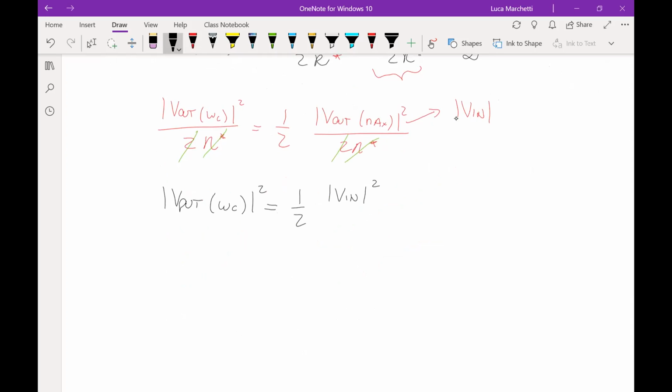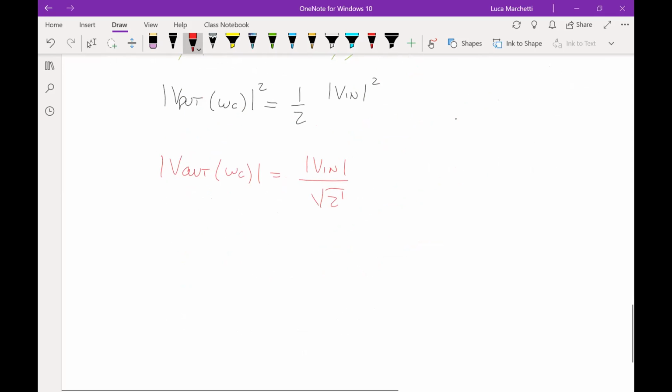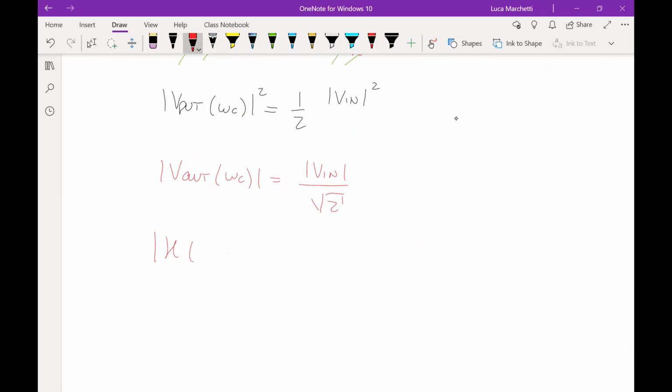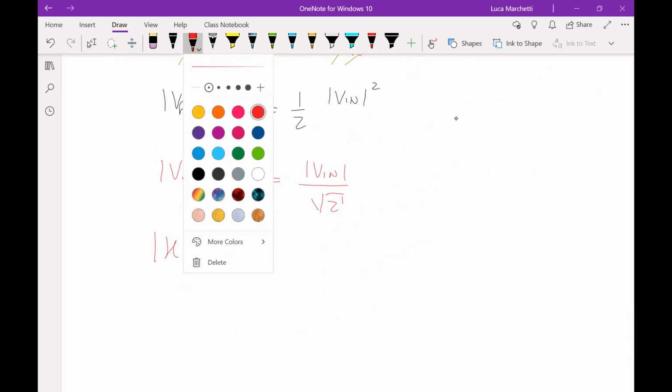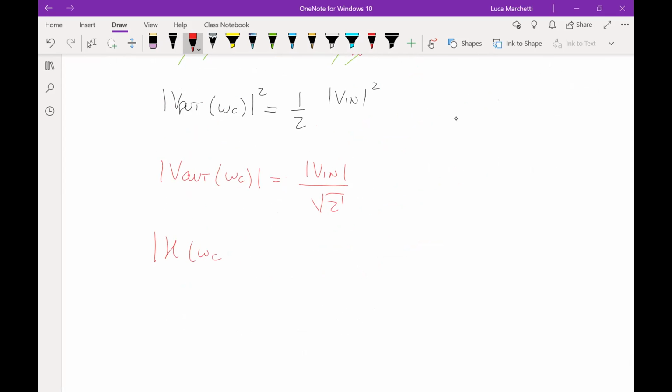Okay, so then we take the square root of everything, and finally we get V out at omega c equal to V in divided by square root of 2. And we can finally find the value that we were searching for, which is the frequency response at the cutoff frequency, equal to V out divided by V in, of course everything evaluated at the cutoff frequency. This is equal to 1 over square root of 2.